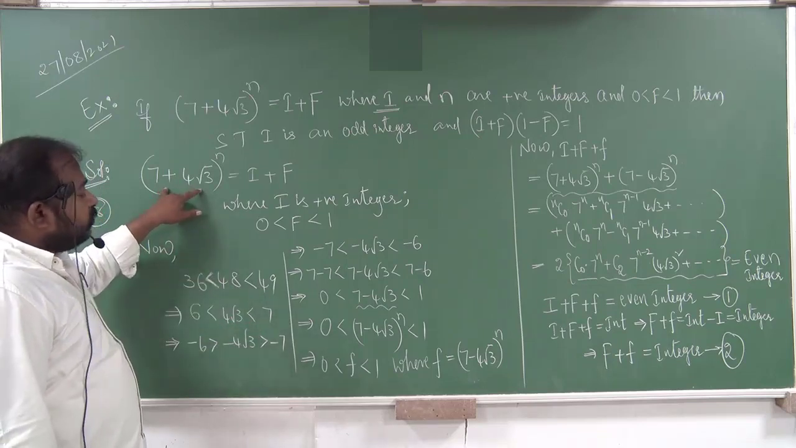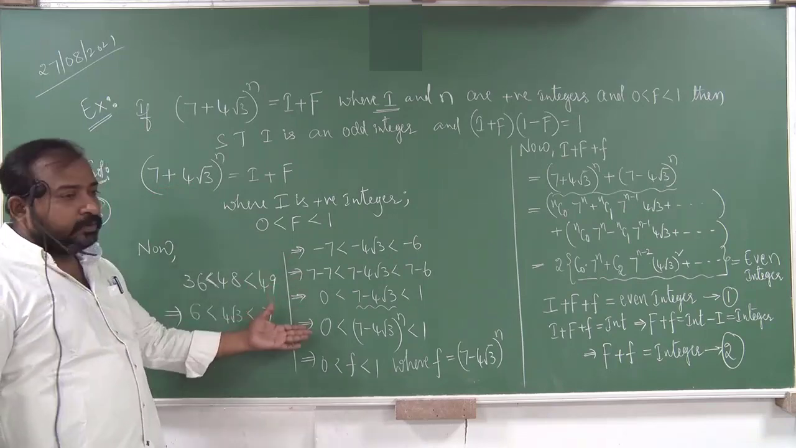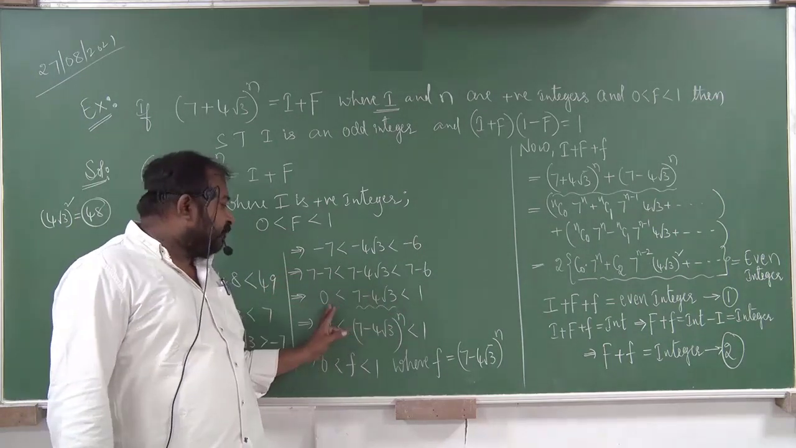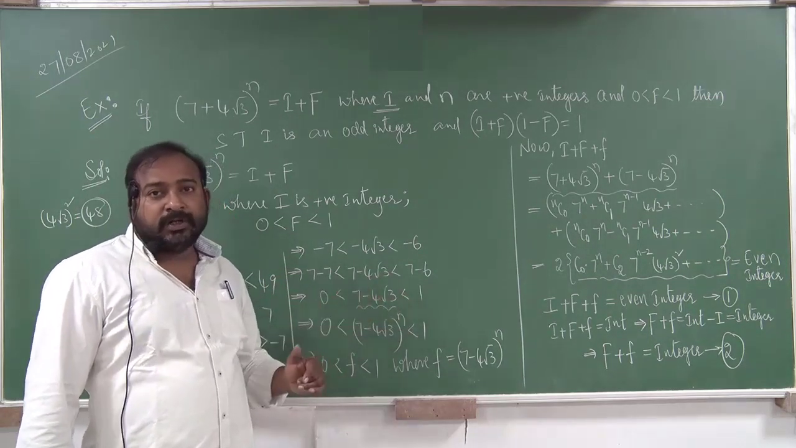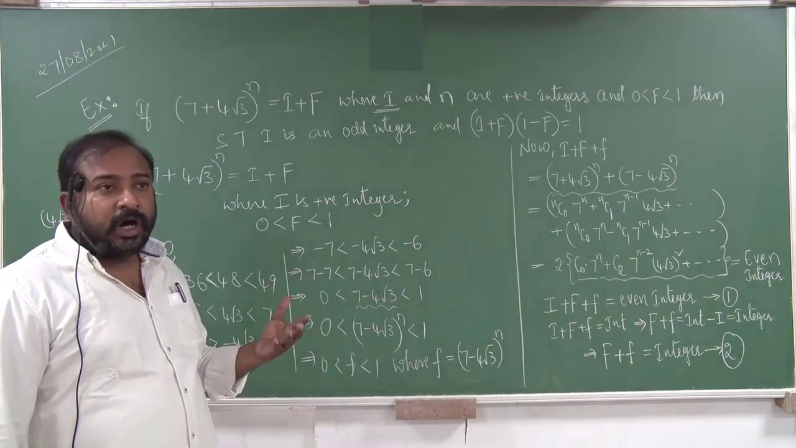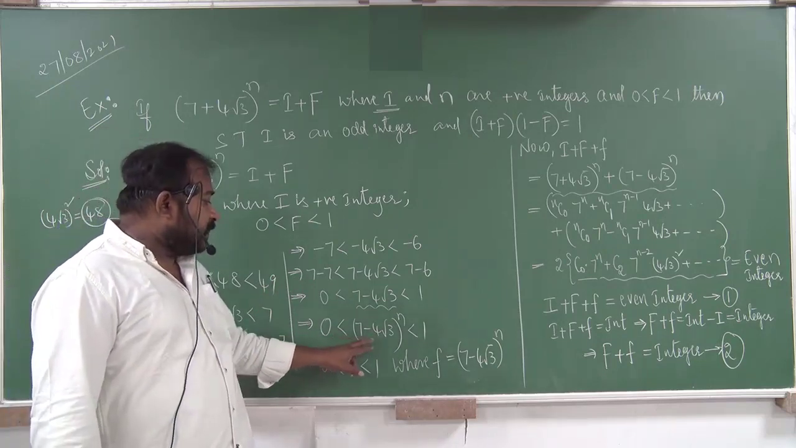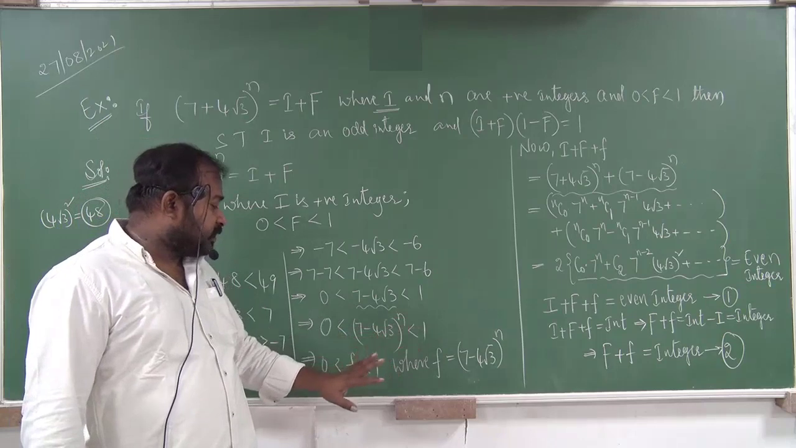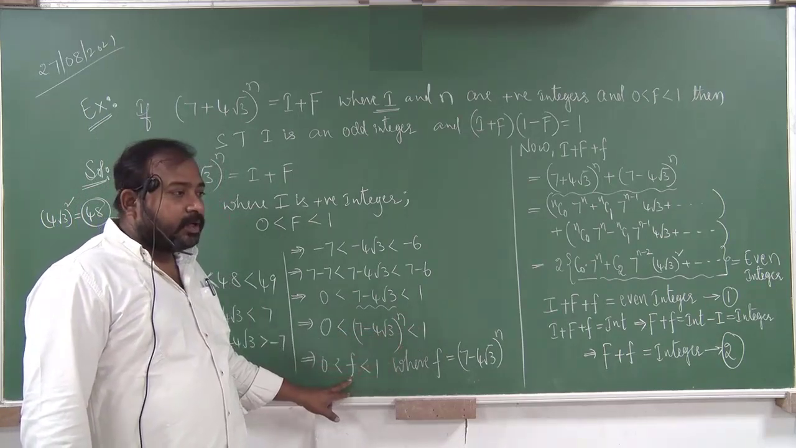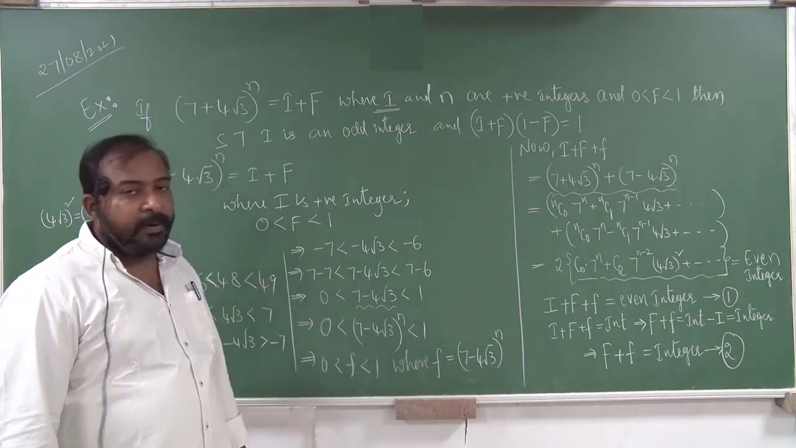Here they given 7 plus 4 root 3. So I am making 7 minus 4 root 3. This method you know. After that, I will get that 7 minus 4 root 3 lies between 0 and 1. So if you take any value between 0 and 1 and raise the power, the value always belongs to 0 to 1 only. So here 0 is less than (7 minus 4 root 3) whole power n, which is less than 1. And this value I can take as small f, where small f is equal to (7 minus 4 root 3) whole power n.